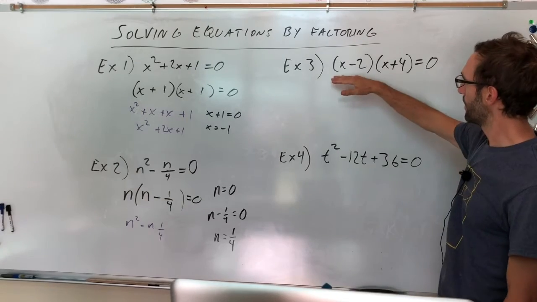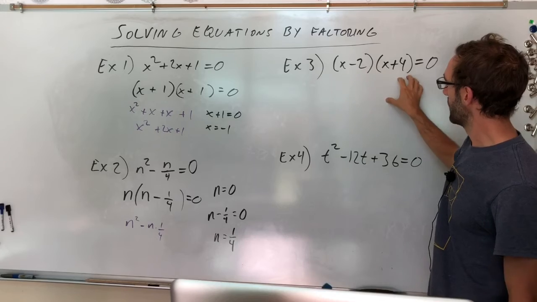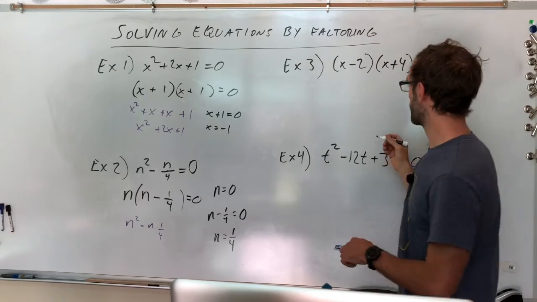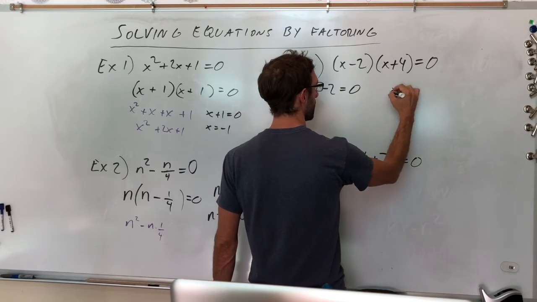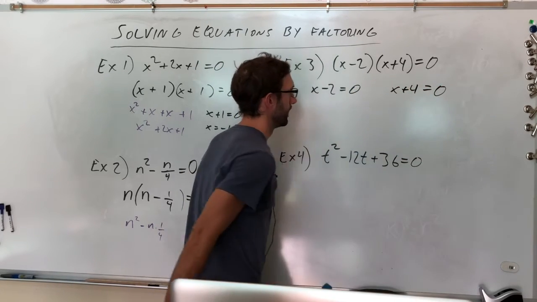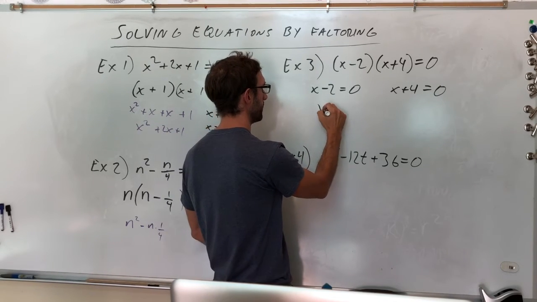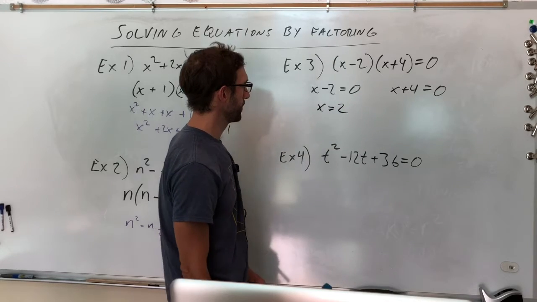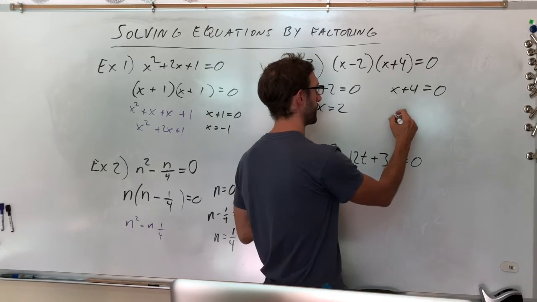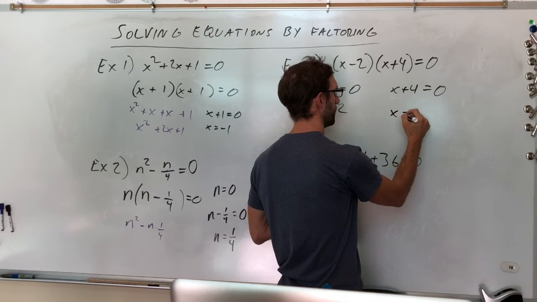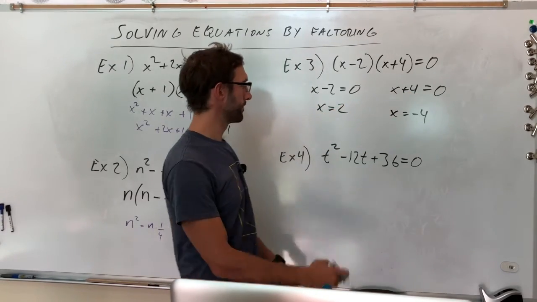All right, so with this third one, example 3, we want one of these to equal 0, so we're looking at each of them being 0. So x minus 2 equals 0. Well, what minus 2 equals 0? There we go, x is 2, sure enough. And then here, x plus 4 equals 0, so we're going to get x equals negative 4. Because negative 4 plus 4 equals 0. Great.